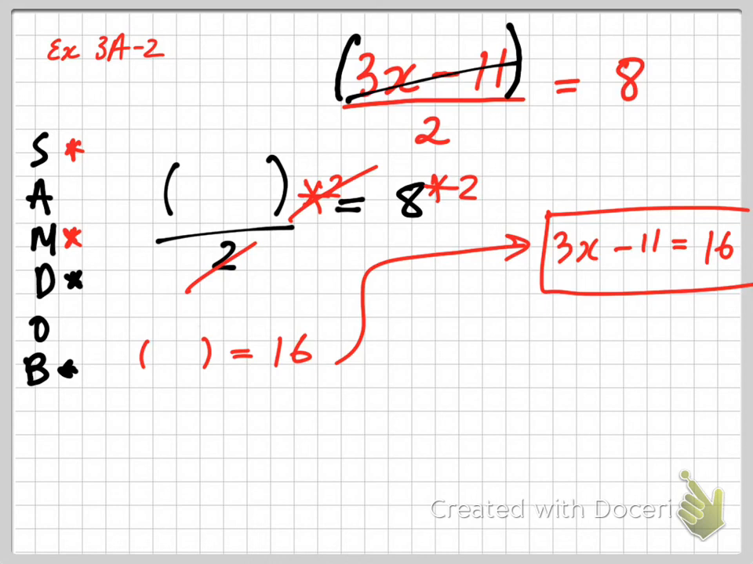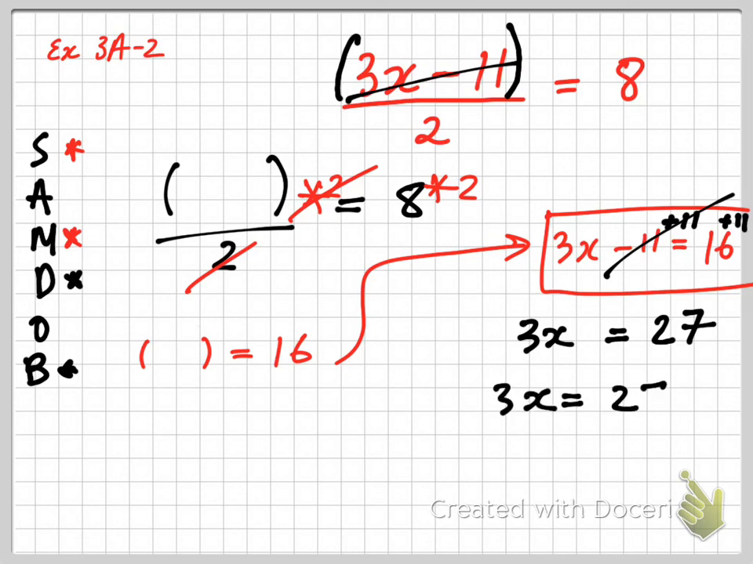Well, the subtraction is first. So how do we eliminate minus 11? Well, if I add 11 on both sides, our new equation will be 3x, this cancels, and that will equal to 16 plus 11 is equal to 27. Now we've only got one option. So we have 3x is equal to 27.